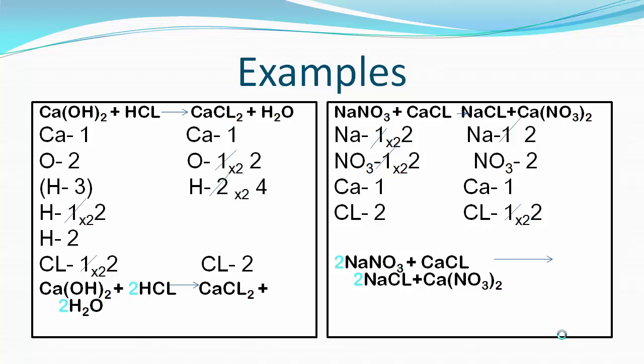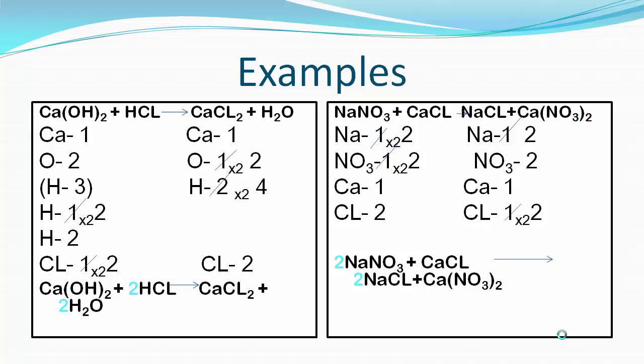So I need 2 O's. So I put a 2 before H2O, and now I have 2 O's. But the 2 that I put before H2O also affected the H. So H2 times 2, 2 times 2 is 4. Now there are 4 H's on the right side. I need also 4 on the left side, but there's only 3.